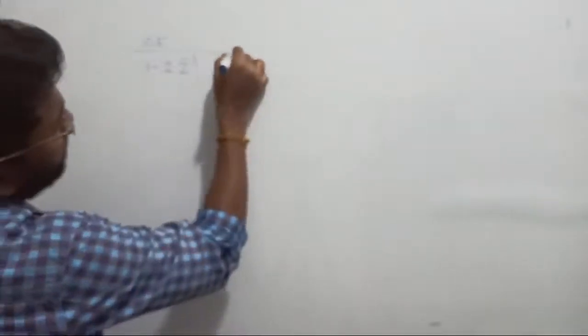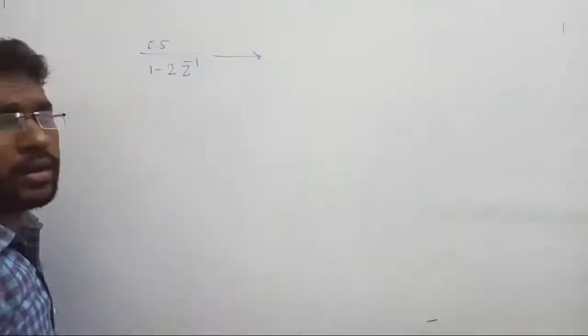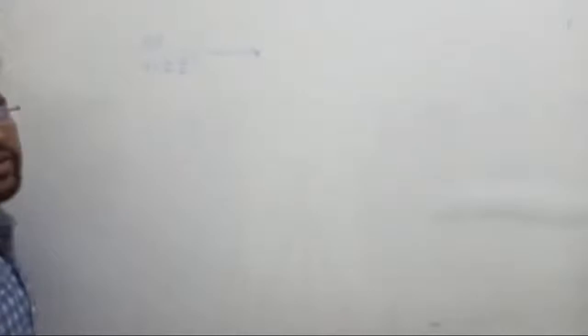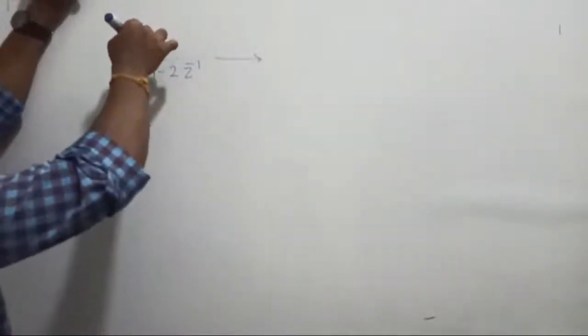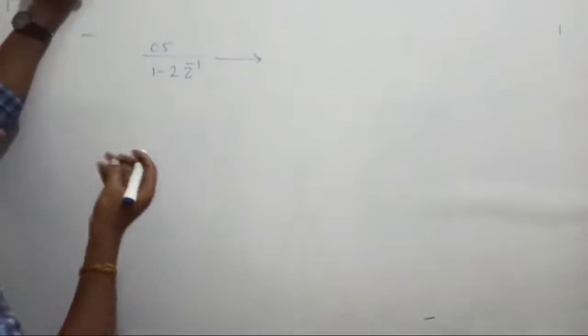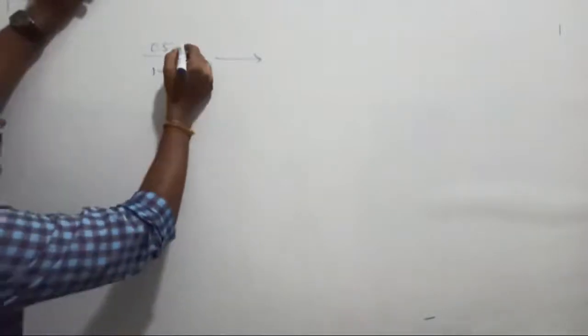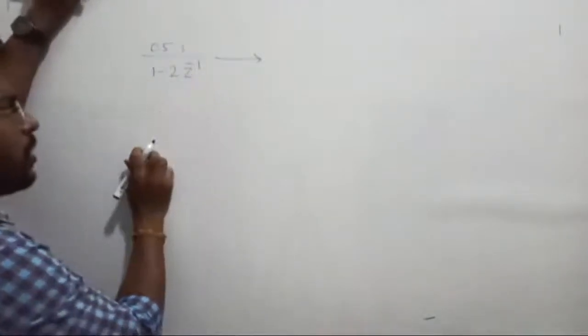What is the inverse z transformation? Its inverse z transformation depends on the ROC, region of convergence. Shall we define it? We can define the ROC in two ways. Don't worry about this 0.5. That is simply a magnitude. That's all. I don't need it. What I need is 1 upon 1 minus 2 into z power minus 1.